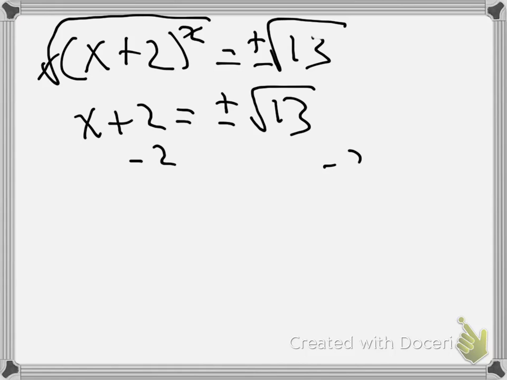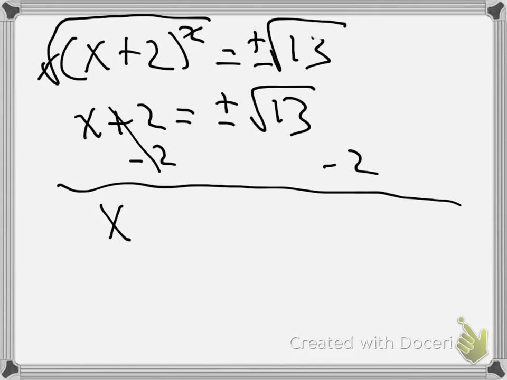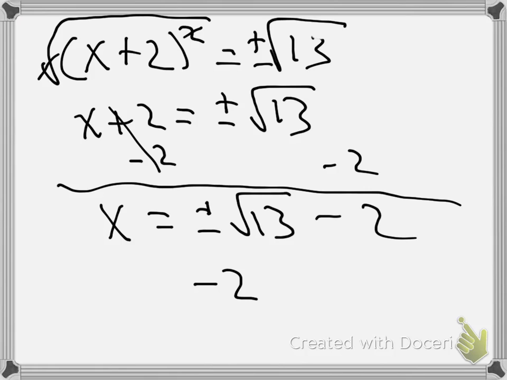Now when we subtract 2, we can't combine it with that square root because they're not like terms. So the x value is negative 2 plus or minus the square root of 13. That does not reduce. You could factor tree and check it, but it doesn't. Another way you could write it is minus 2 plus or minus the square root of 13.